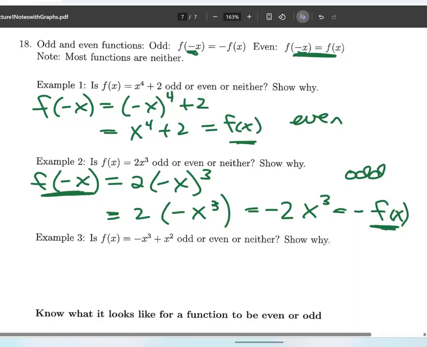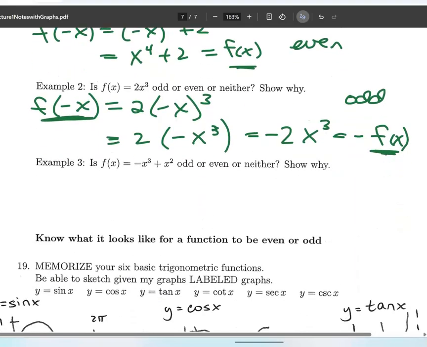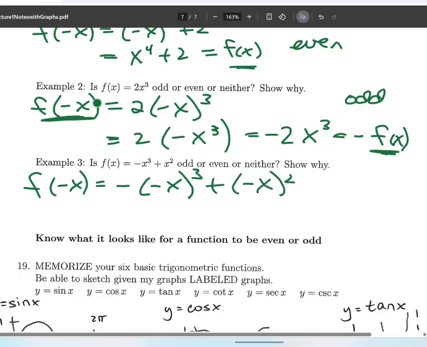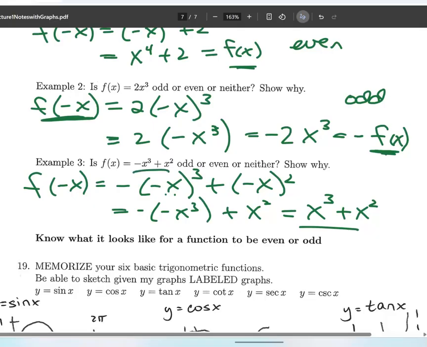So most functions are neither even nor odd, and then let's look at what that case would be. So if I substitute negative x in, I would get, so then this gives me a negative x, so I'd have a negative x cubed plus an x squared, so that's negative x cubed plus x squared. Well, this is neither the function nor the opposite of it, so it's neither.